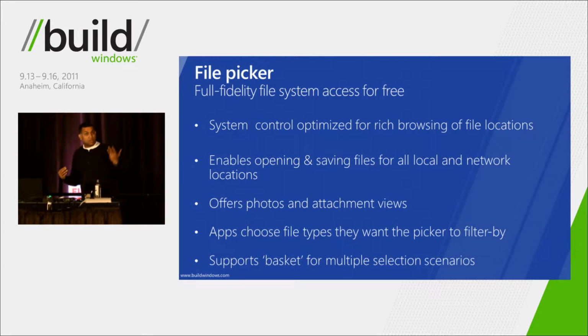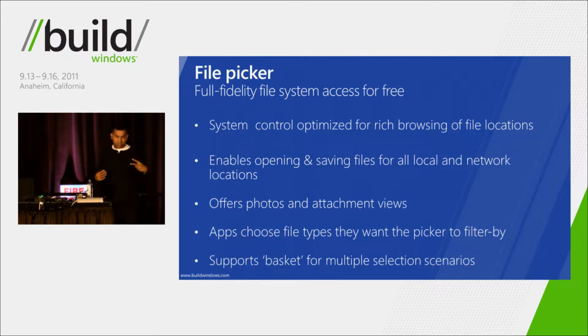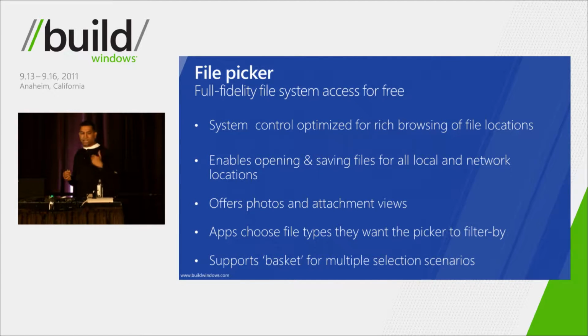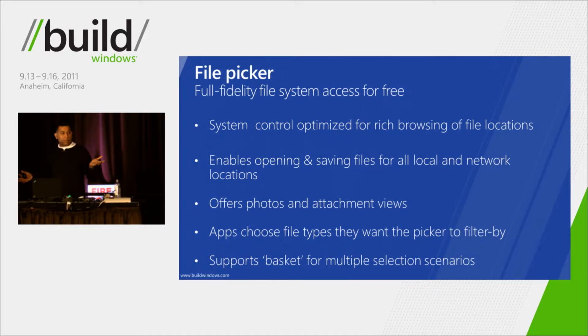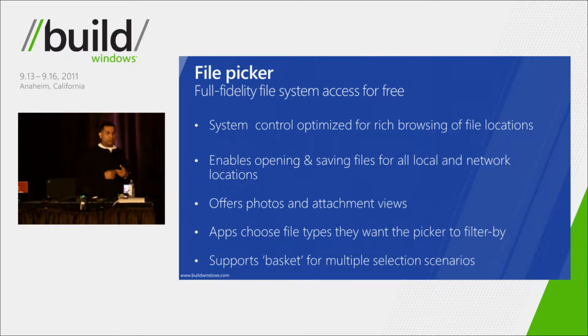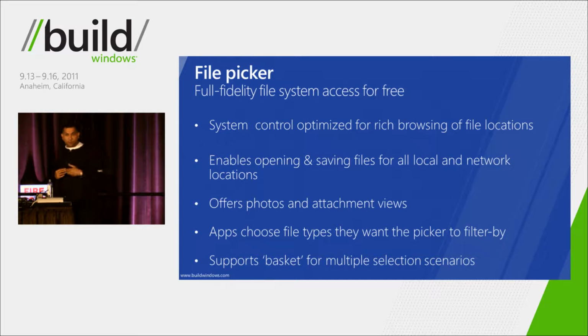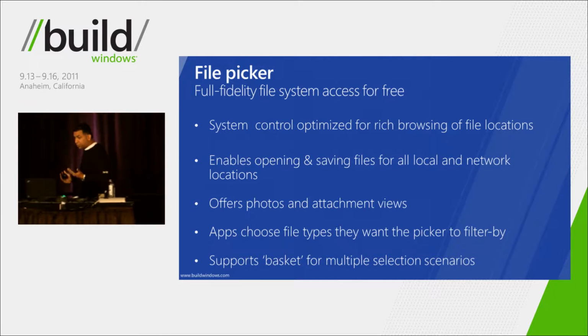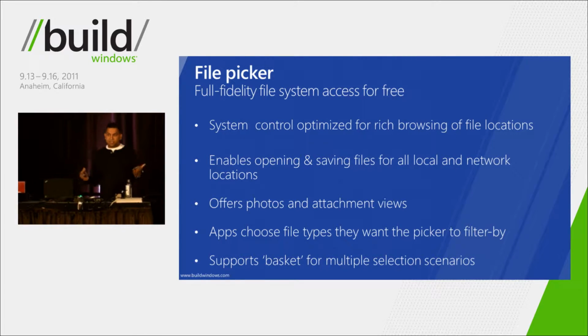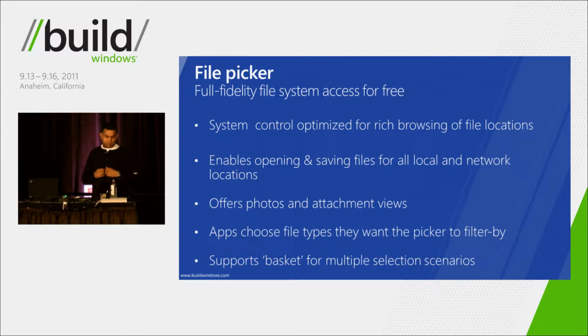It has two different views that it supports. It has a photo view or a thumbnail view, which I think you saw in a lot of demos yesterday. And it's got a list or an attachment view, which you can use if your scenario is around generic file picking. So the thumbnail view is something that you'll use for music sometimes, but mostly for photos. But the attachment view is what you'll use for any generic file access scenario in your app.